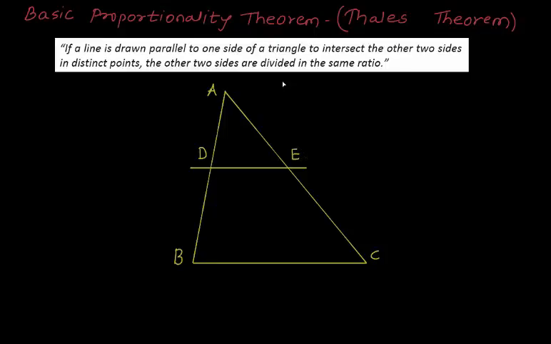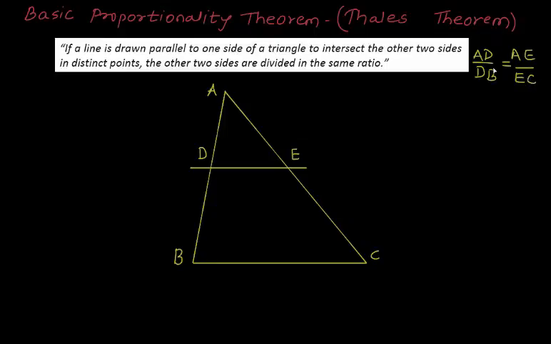Now we have done one construction. A triangle is drawn and a line parallel to one of the sides is also drawn. And the last statement is the other two sides are divided in the same ratio. So what is meant by this? The other two sides are AB and AC, and because of the parallel line, they are divided into two portions. Now as per the statement, the ratio of AD to DB must be equal to the ratio of the other side's division, AE to EC. So this we need to prove.